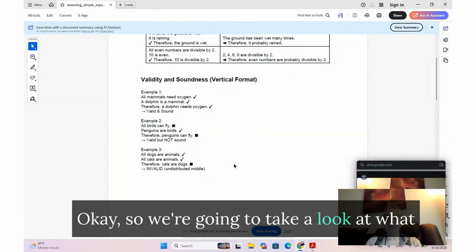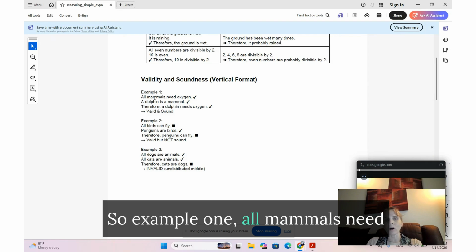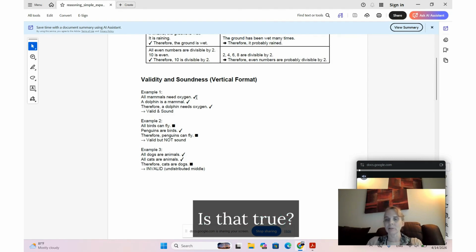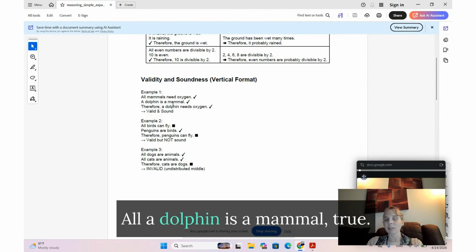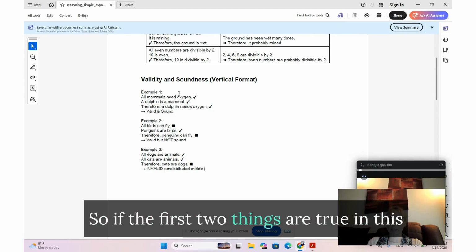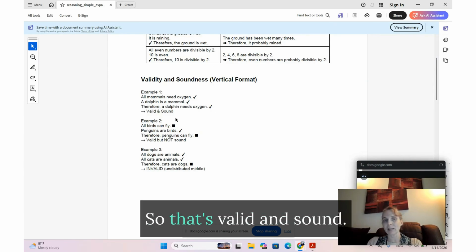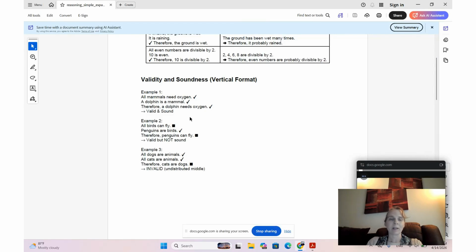Okay, so we're going to take a look at what arguments are valid and or sound or not. So example 1: all mammals need oxygen. Is that true? Check. A dolphin is a mammal. True? Check. Therefore, a dolphin needs oxygen. So if the first two things are true in this case, the third one has to be true. So that's valid and sound.